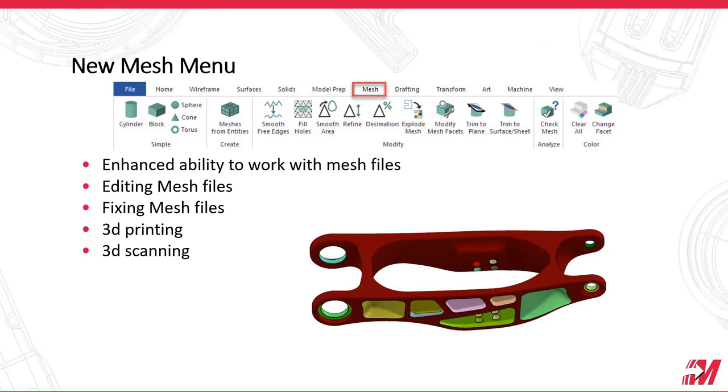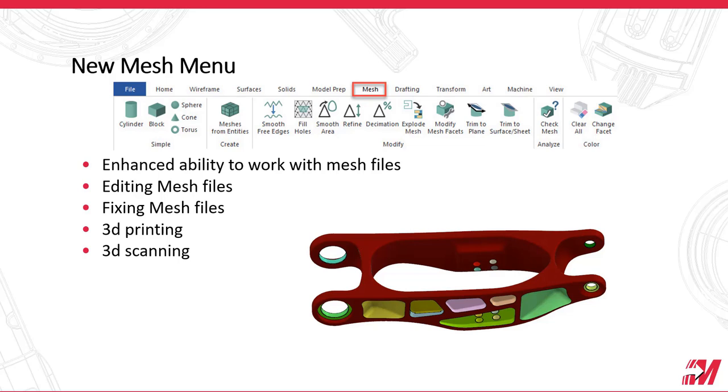So one of the big changes in Mastercam 2022 that you'll see is a new mesh menu. Next to model prep, you're going to see the option of mesh. Now mesh is typically a scanned file, and there's a lot of uses for it. They've just been kind of hard to work with in the past, and we have never really had any ways of editing a mesh file before. Well, now we have a whole ribbon on how we can edit these mesh files. So we have the enhanced ability to work with these mesh files now that we didn't have previously.